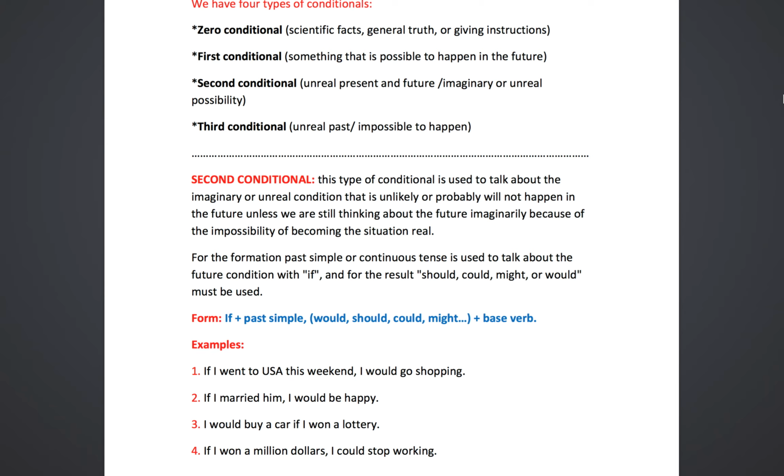And the last one is the third conditional. This is used for impossible things, something that was done and happened in the past or couldn't happen in the past, which is unreal past, impossible to happen.